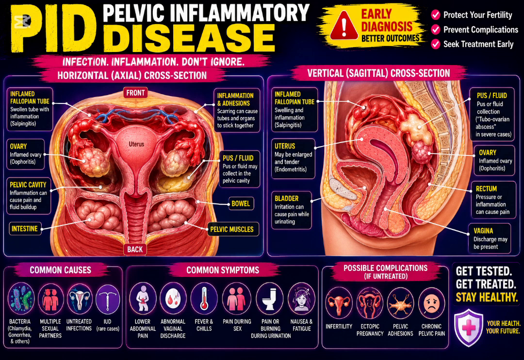Why PID matters. Untreated PID can damage the reproductive organs. Damage to the fallopian tubes can increase the risk of infertility and ectopic pregnancy. PID can also cause chronic pelvic pain, and severe infections may lead to an abscess. This is why early diagnosis and treatment are so important.